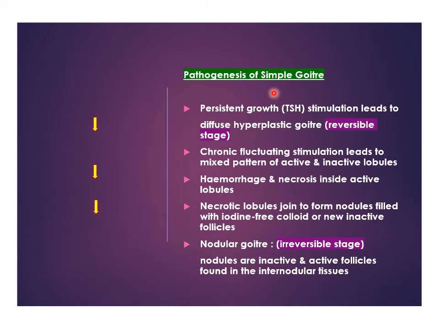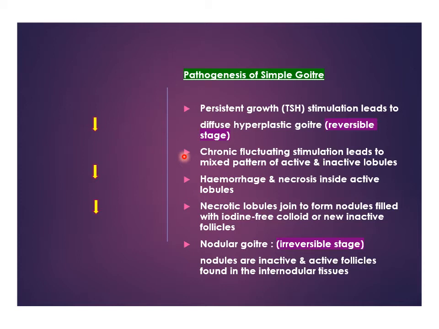Okay, now we come to the pathogenesis of simple goiter. How does simple goiter come about? Okay, as I said, there's persistent growth due to TSH stimulation of the thyroid gland. Initially there's a diffuse hyperplastic enlargement which is reversible. Subsequently, there's chronic fluctuating stimulation leading to a mixed pattern of active and inactive nodules.